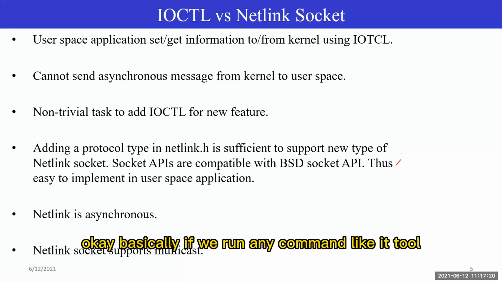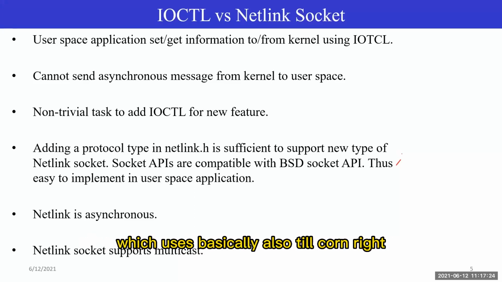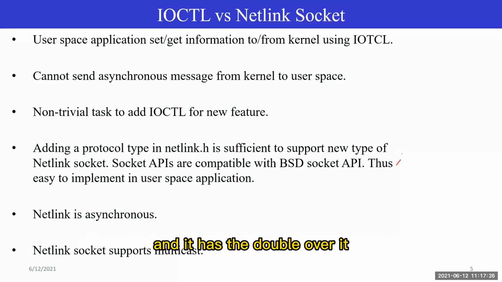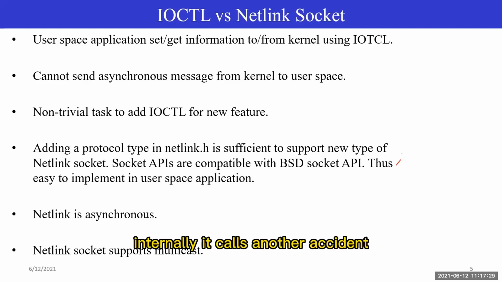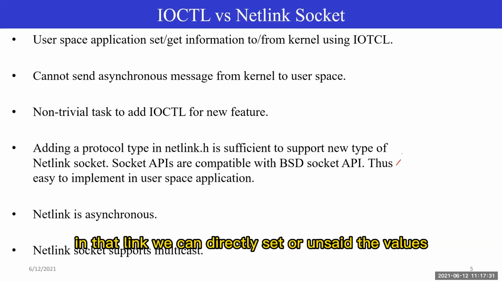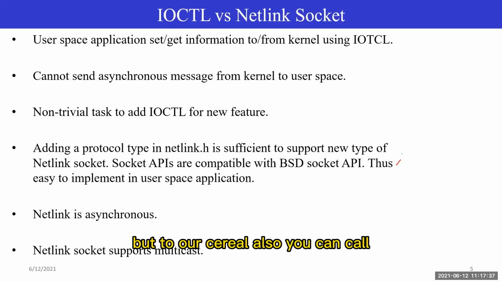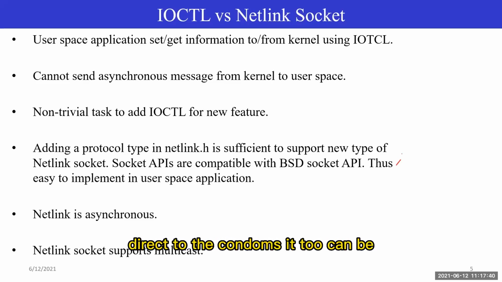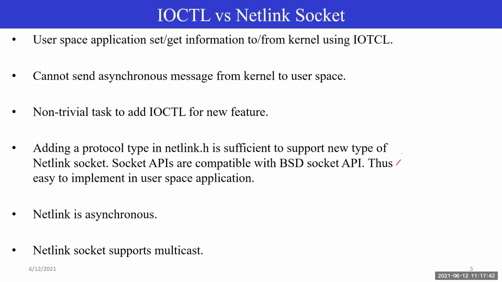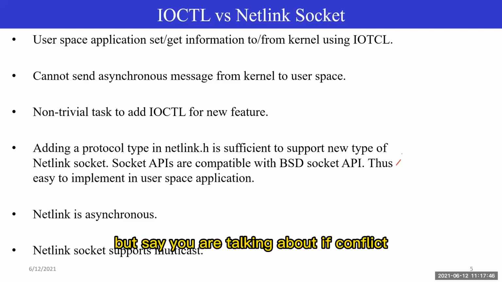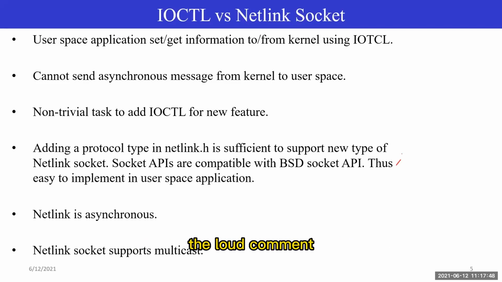Basically, if we run any command like ethtool, which uses an IOCTL call, it has a double overhead. Internally, it calls another IOCTL. In Netlink, we can directly set or unset the values using the Netlink socket. Yes, but through IOCTL also you can call directly to the kernel. It can be done in two ways. But if you are talking about ifconfig, the ARP command, the route command, they internally just call one IOCTL.